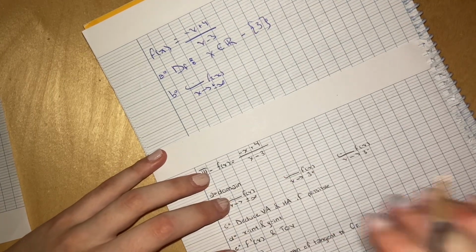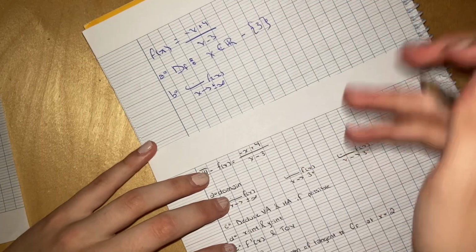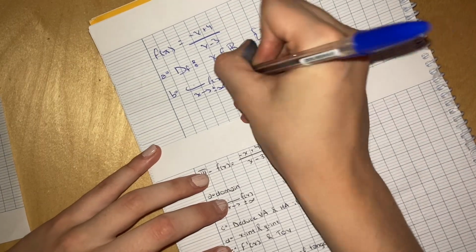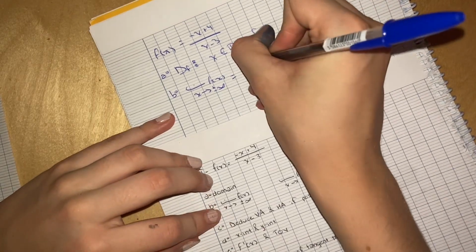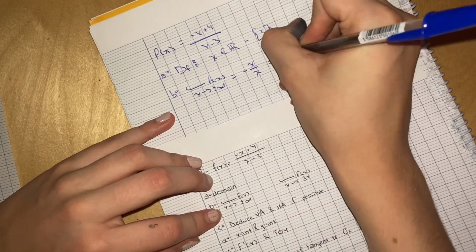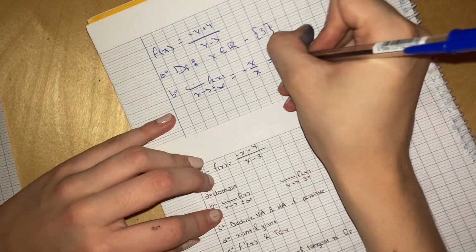So what we have here is, if we plug it in immediately, we're just going to get infinity over infinity, which is indeterminate. So we need to take the highest power over the highest power, which is minus x over x, which is equal to 1. Sorry, minus 1.